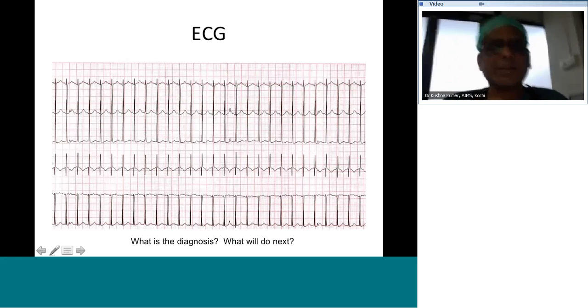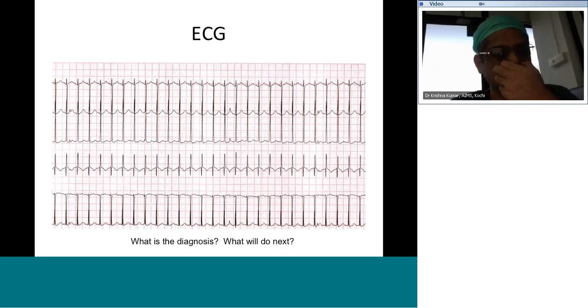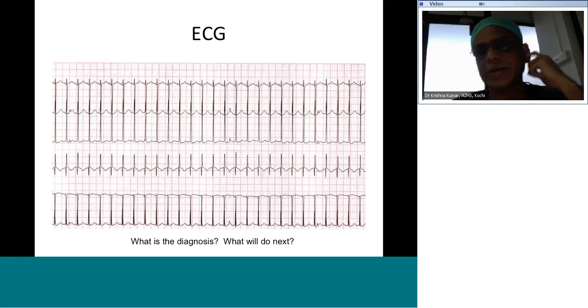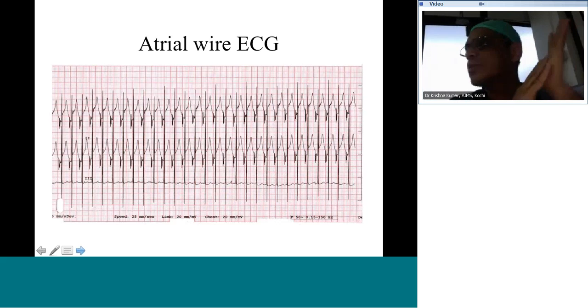So anyway, you are in doubt, isn't it? You have said JET, somebody else said sinus. So what do you do next? So you do an atrial wire study. That's very important, that you actually do an atrial wire study, and it turns out that this patient had a, what does it have? What is the rhythm here?